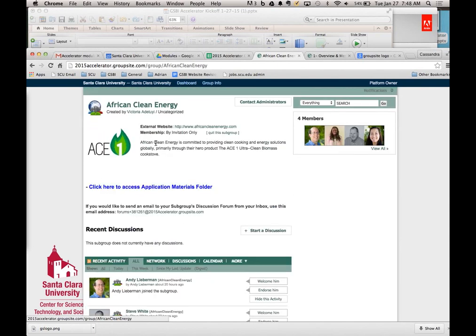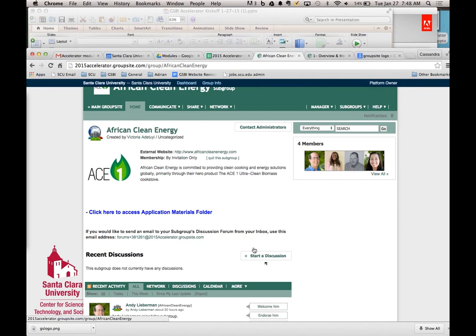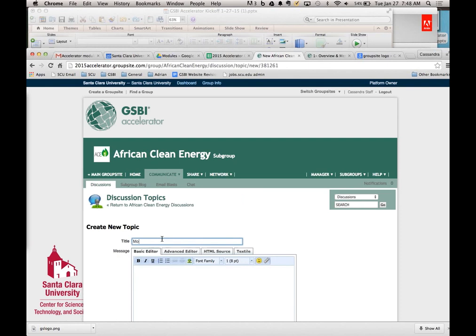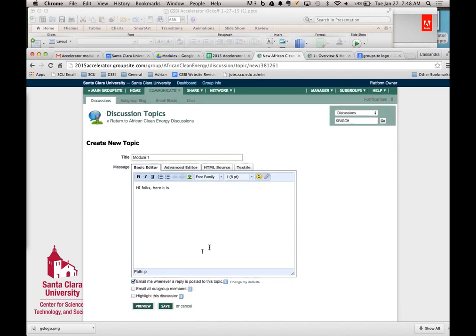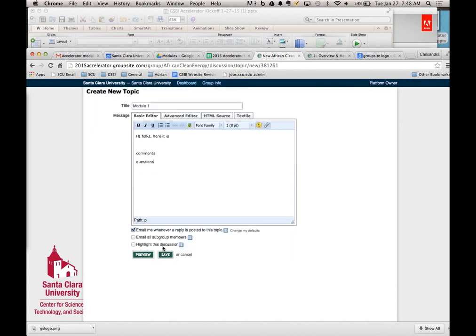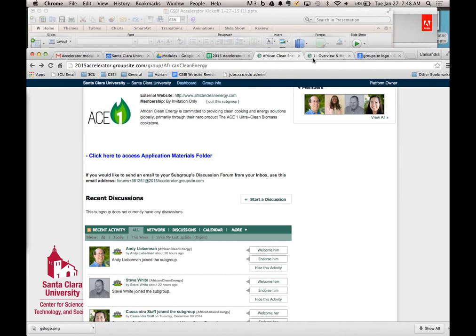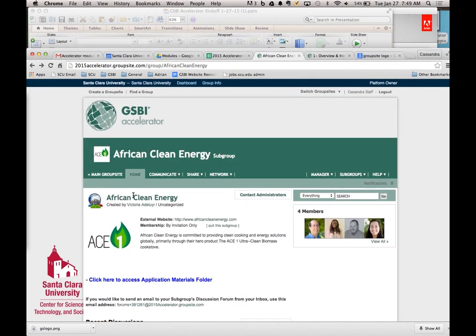Now, what you'll do is within this, you have a file cabinet, and you also have an area here to start a discussion. So I'm going to start a discussion here, and I'm going to say Module 1. Hi, folks. Here it is. And then I can either upload directly here, or I can just say, here are my comments, here are my questions, and then I'll post it. And the mentors will then get notified because they will be subscribed to this subgroup, and they'll say, okay, Judith posted something on Module 1, I better go in and check it out, and then I'll respond, and then we'll collaborate that way. So if anyone has any issues with group site, please let me know. I'm happy to address them. But it hopefully will be an easy-to-use tool for you all to communicate effectively.